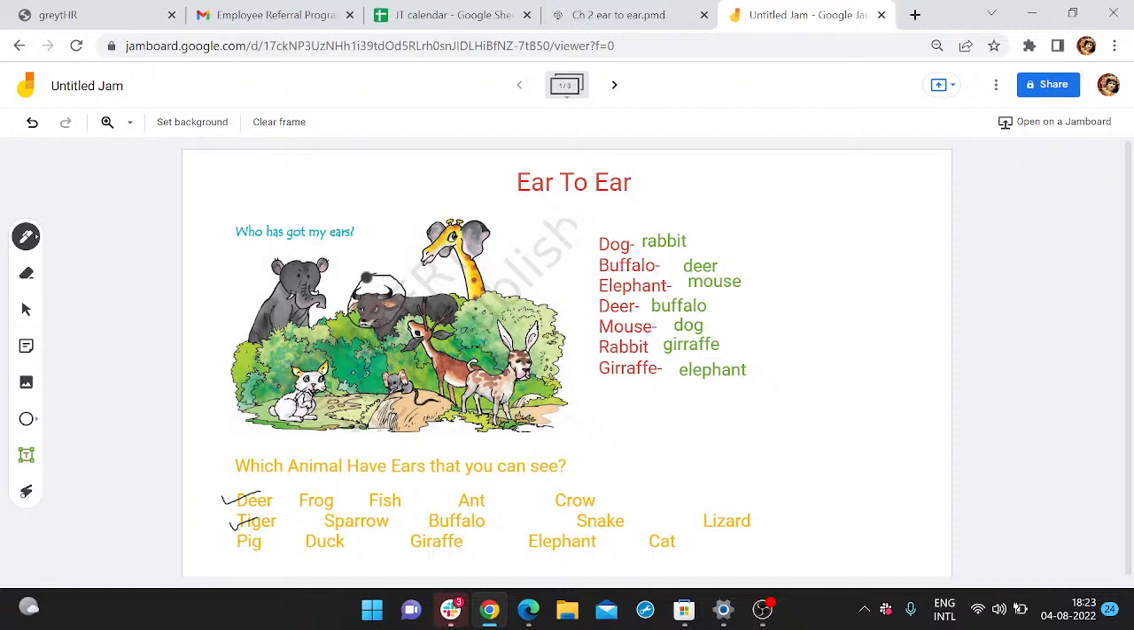अभी हमने डिस्कस करें कि इसके पास ईयर्स होते हैं, दो इसमें रॉन्ग लगे हुए हैं, बट इसके पास क्लियरली बड़े बड़े ईयर्स होते हैं, तो मैं यहाँ पे लगाऊंगी एक टिक मार्क. लेट्स कम ऑन टू स्नेक.